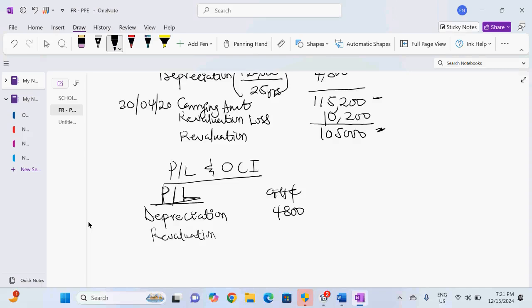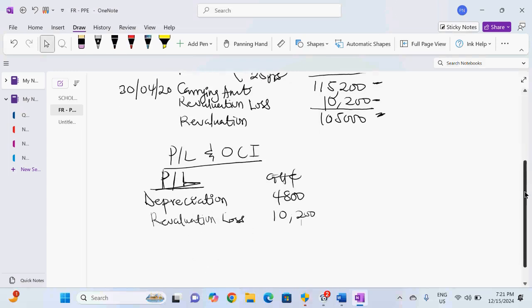So there is no need to bring the loss here, because how much was the loss? How much did you get for the loss? 10,200. There is a surplus of 20,000. That 20,000 will offset it, and nothing will be left here. So let's assume we are bringing the loss here. Okay, so let's move on to the next item.